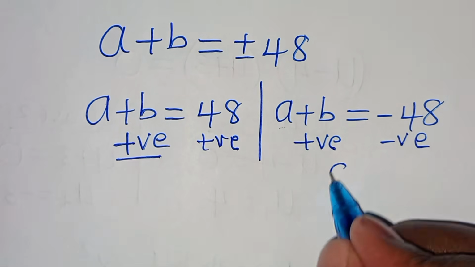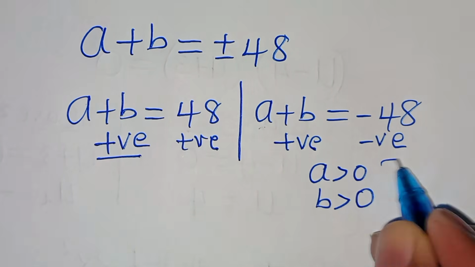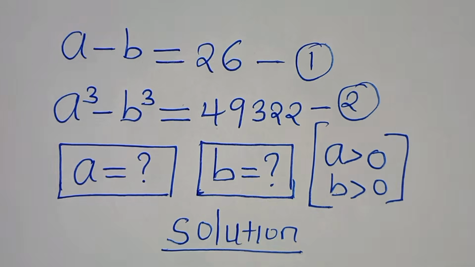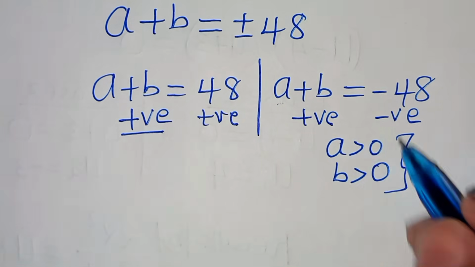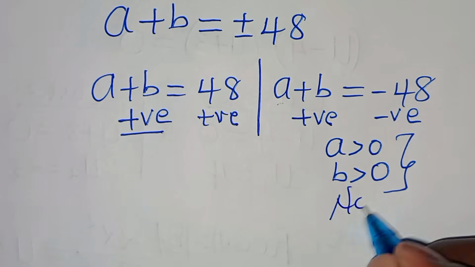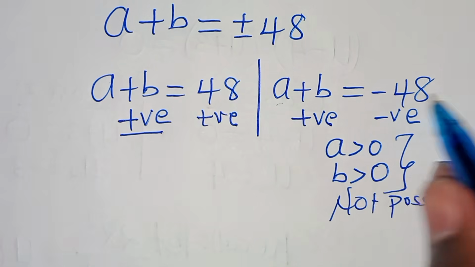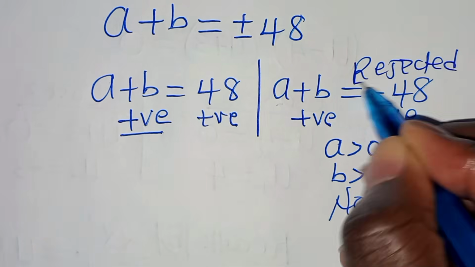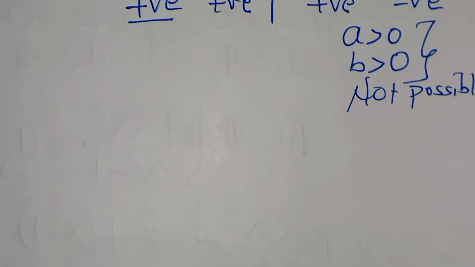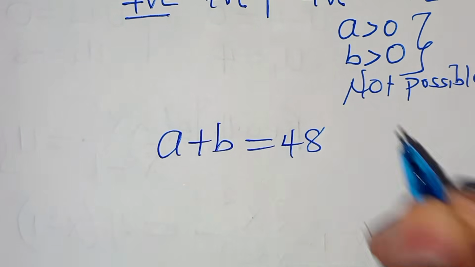But in the second case, a plus b is positive here, but this is negative. Given that a is greater than 0 and b is greater than 0, this means that this is not possible. So the second case of a plus b is rejected. So we reject this. Now we have a plus b equal to 48.